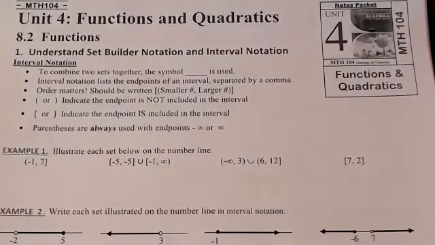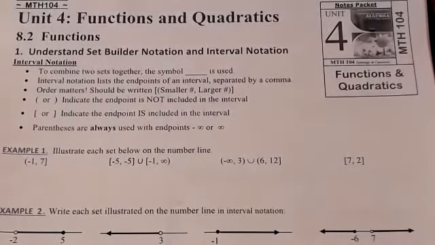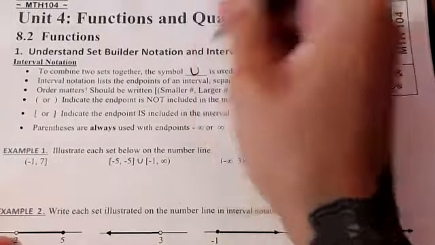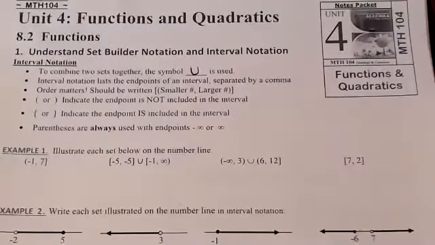So we are going to start by talking about interval notation. First off, when you want to combine two sets together, so for instance, you have two separate intervals on a number line, you're actually going to use this symbol U to represent the union of both sets. So you'll use U to represent the union of both sets.